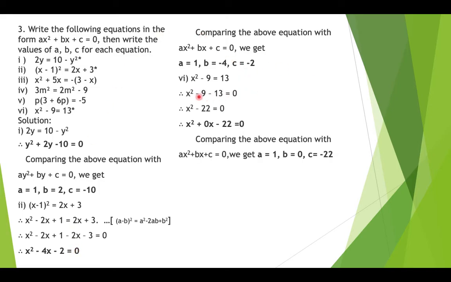Let us go to the third sum, that is x square minus 9 is equal to 13. So we get x square minus 9 minus 13 is equal to 0, so x square minus 22 is equal to 0. Since the x term is not present, we can say that b can be 0. Only a cannot be 0, but b can be 0. So you can write this as x square plus 0x minus 22 is equal to 0. Comparing with x square plus bx plus c is equal to 0, we get a is equal to 1, b is equal to 0, and c is equal to minus 22.